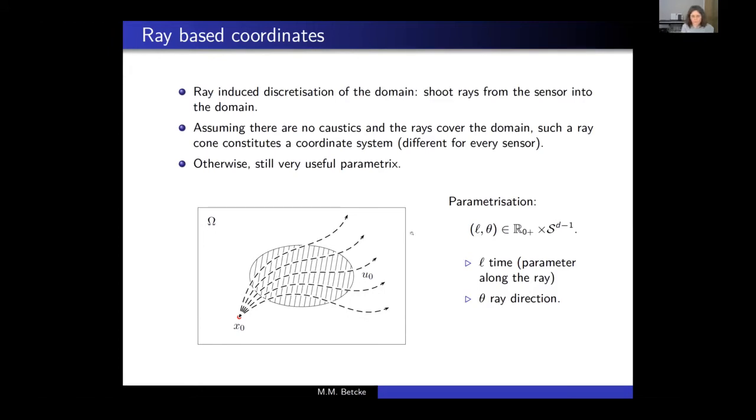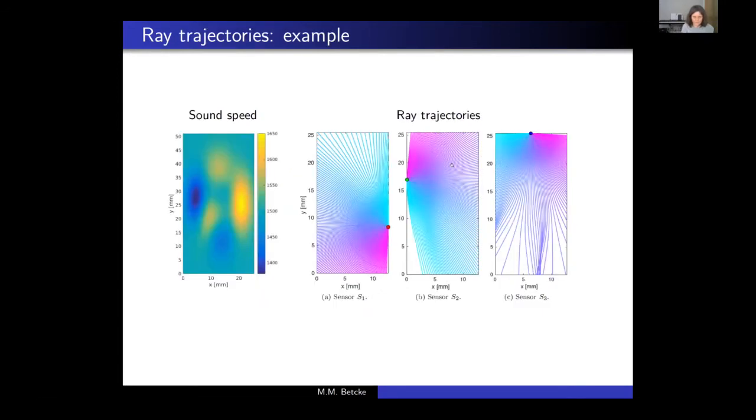Okay, so we have a coordinate system that is parameterized by the start at x0, and is parameterized by the direction of the ray, and is parameterized by the coordinate along the ray. If these rays are not a coordinate system for the reasons outlined before, like caustics, for example, they are still a useful parameterization of the domain, and we are just going to use it.